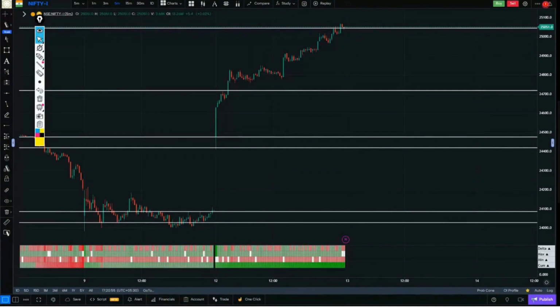Hello and welcome everyone. As always, I welcome you all to the aftermarket analysis session. This is the aftermarket analysis session where we look at the Indian markets Nifty and Bank Nifty after the market closes to see where the buyers showed interest, where the sellers were active, and basically what happened on the footprint charts.